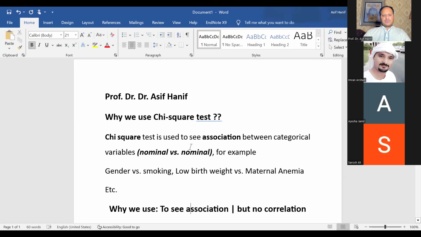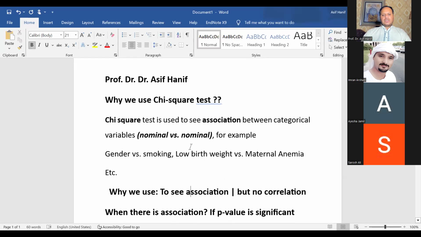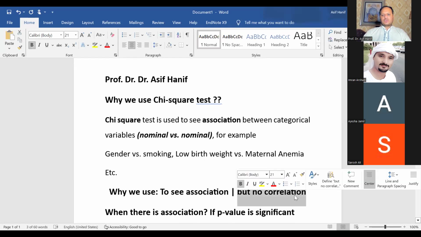Why do we use it? When we need to see the association, but not correlation. Usually our students make the mistake that our objective is to see the correlation and we apply the chi-square test. Correlation is used for quantitative data, but if your variables are categorical, we will apply the chi-square test.